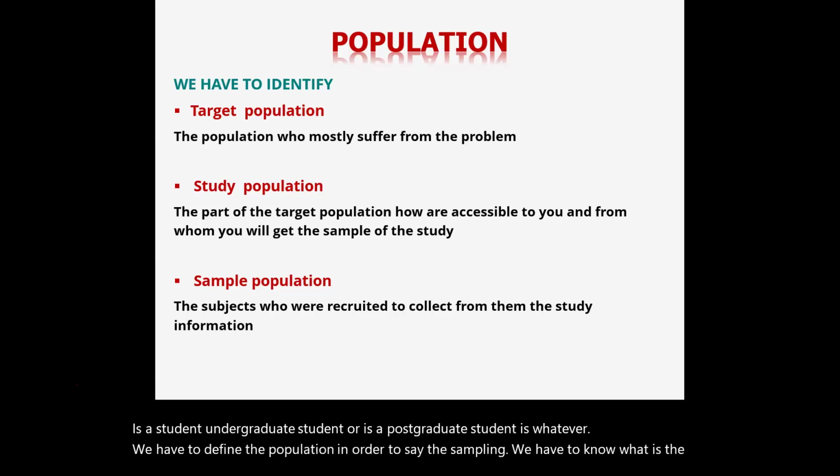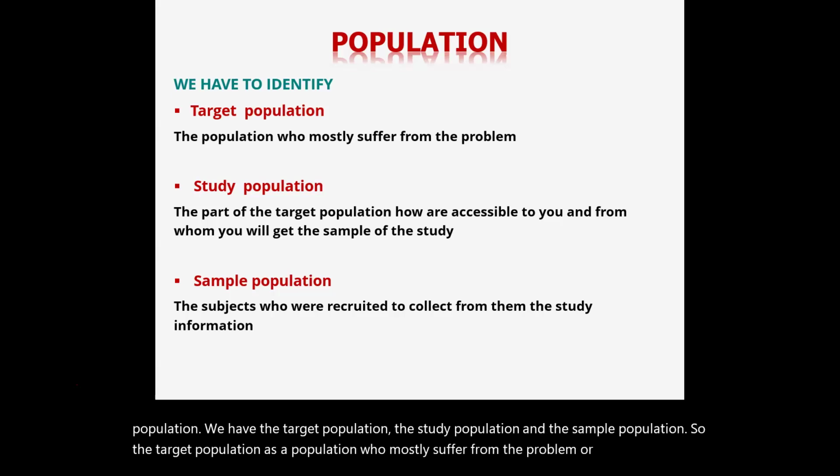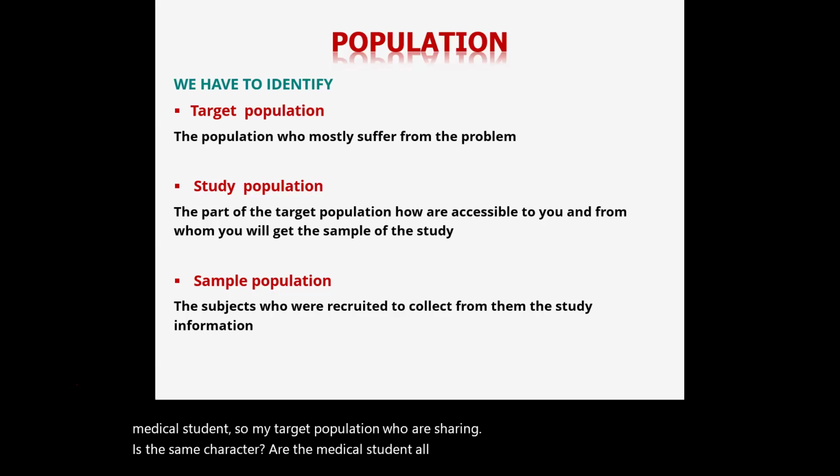We have the target population, the study population, and the sample population. The target population is a population who mostly suffer from the problem or who mostly have the same character. For example, if I'm going to do a test of one exam on a group of medical students, my target population who are sharing the same character are the medical students all over the country, for example. And this is called the target population.